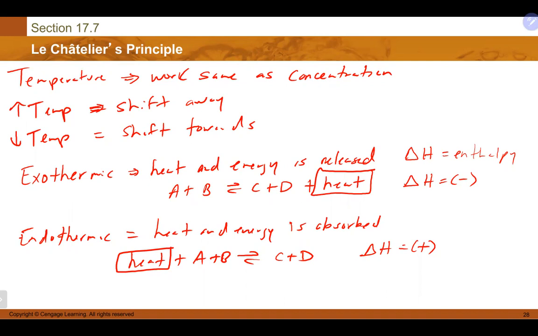So it's a little bit off for an endothermic reaction. If we increase the temperature in an endothermic reaction, it would be like adding more reactants. So it would make more products, so it would shift away. If we put it on ice, it would actually remove the heat and energy, or reactants, and it would cause it to shift towards it. Questions on that there?